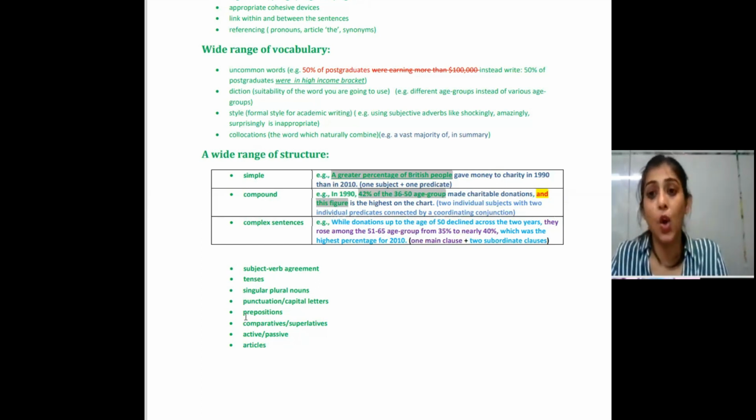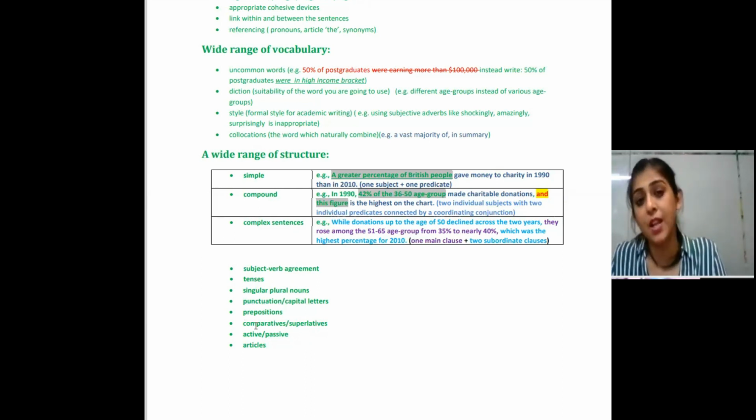Prepositions are of, to, up to, until. Most of the students make mistakes with these prepositions as well. Got it? So please be careful that prepositions should be correctly and wisely used.